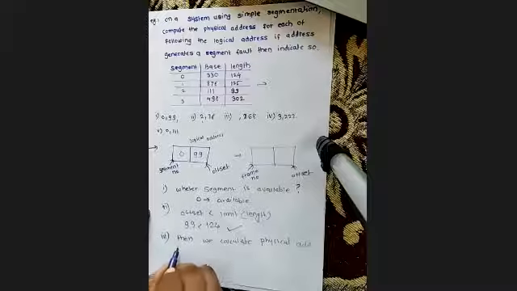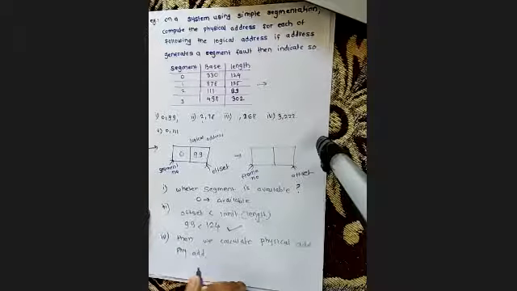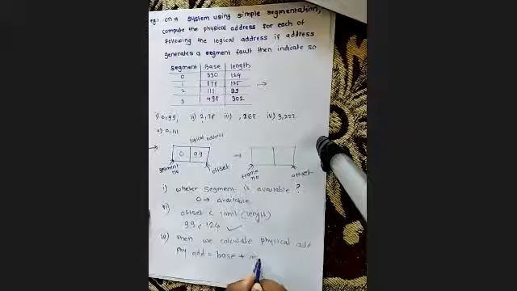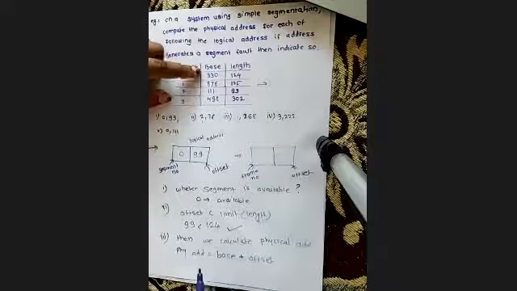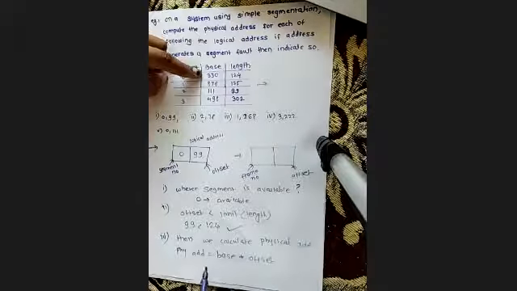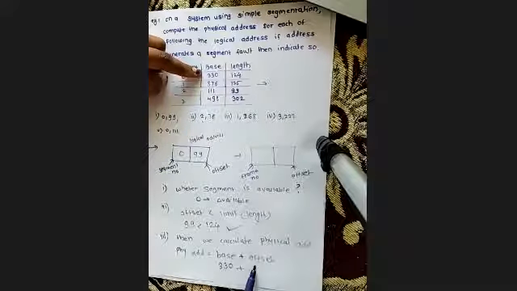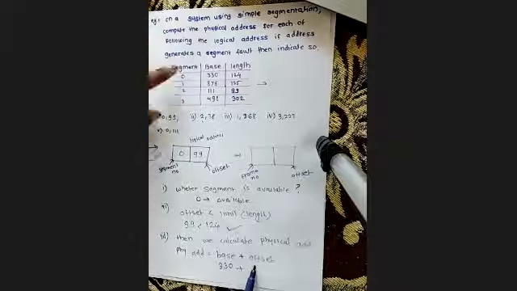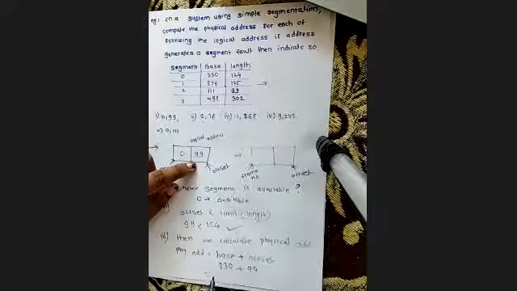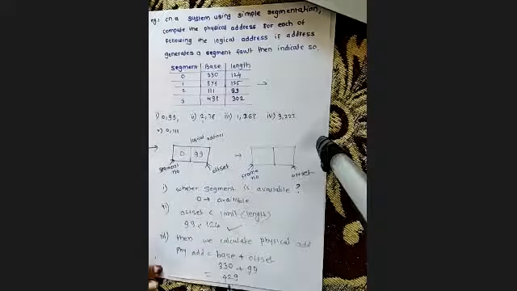Now, how do we calculate the physical address? Physical address is equal to base plus offset. Now, what is base here? Here base for the zero segment is 330. Initial address जहां से start हो रहा है, ठीक है? और offset कितना पूछा गया है? 99, right? So 330 plus 99, 429. So this will be the physical address.